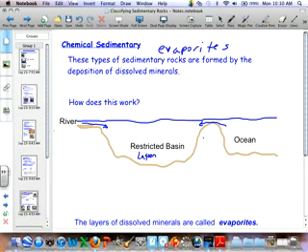In the ocean, you have all this tremendous amount of water, right? And because you have so much water, it can dissolve a lot of stuff, right? So when that water then goes into a restricted basin, think of it like a lagoon, okay? The water can no longer keep everything in a dissolved state. So what does it do?